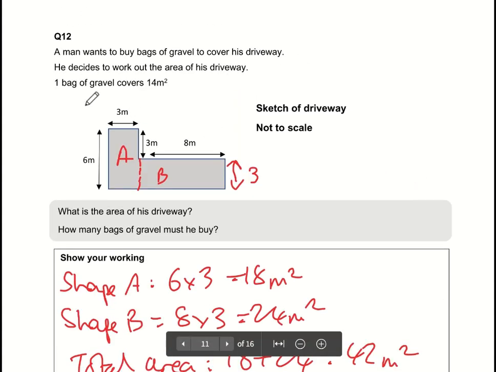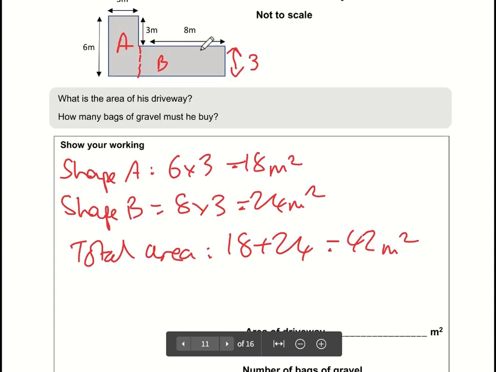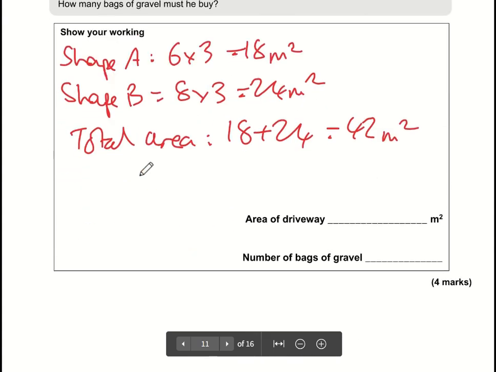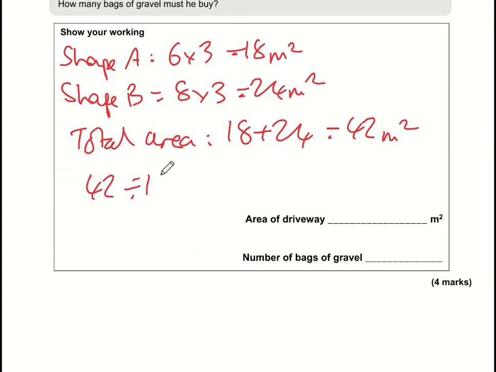Now, bags of gravel covers 14 meters squared, so how many 14s go into 42? Well, what is 42 divided by 14? It is 3, so we need 3 bags of gravel, and the area of the driveway is 42 square meters.